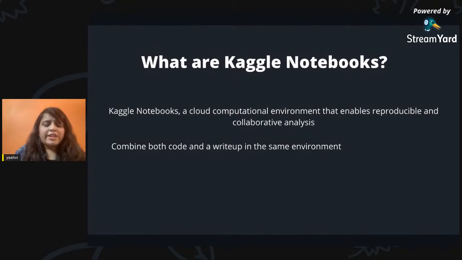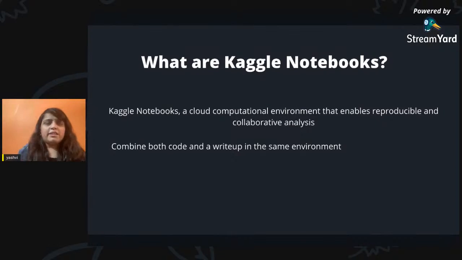So master or grandmaster, whatever. So in the Kaggle notebooks, we have to create a notebook. We make that notebook public. We are trying to collaborate in the community.